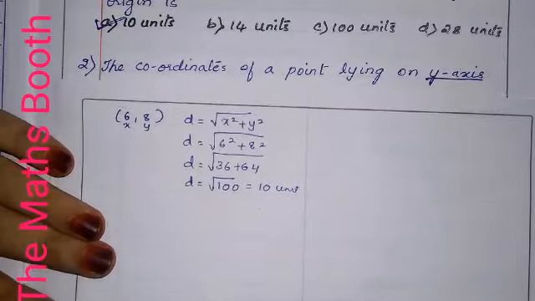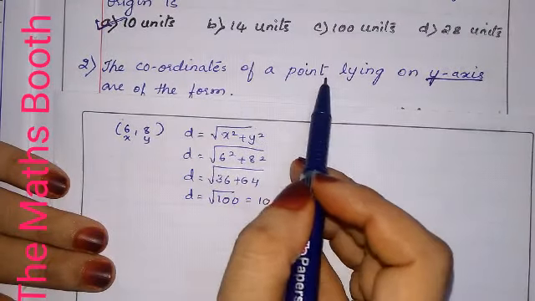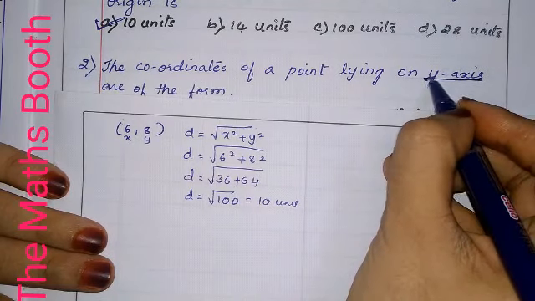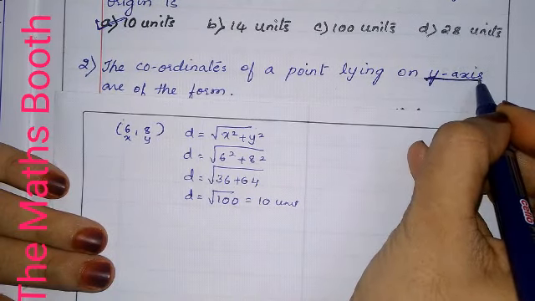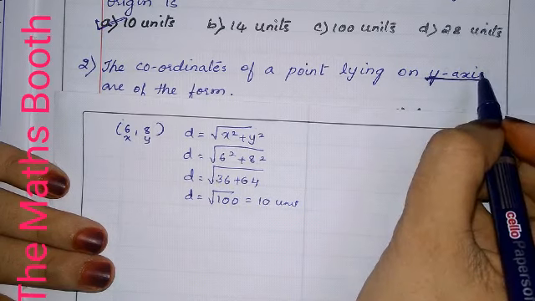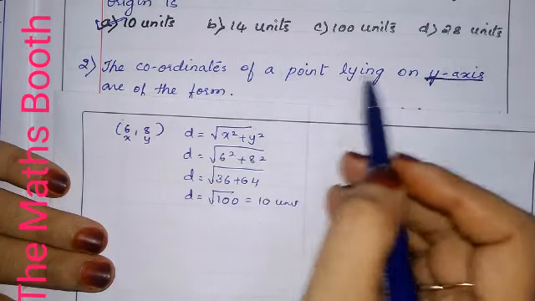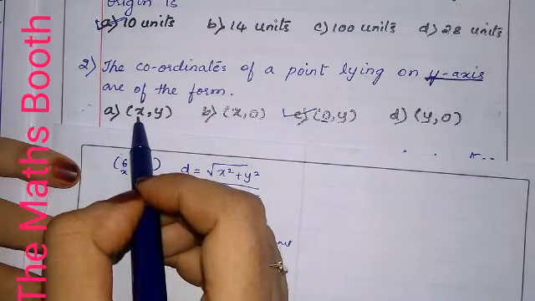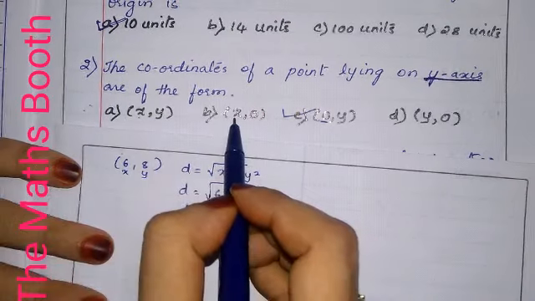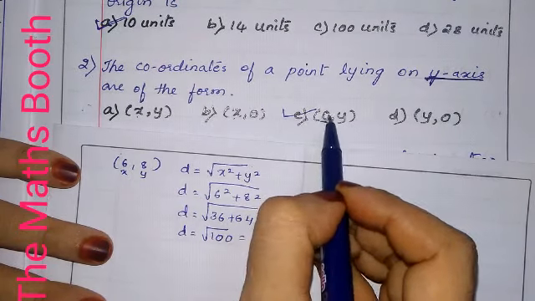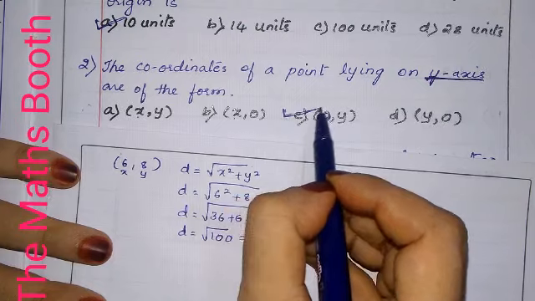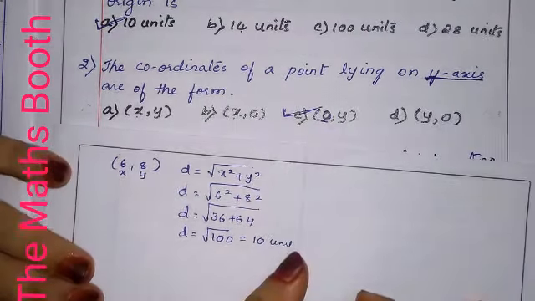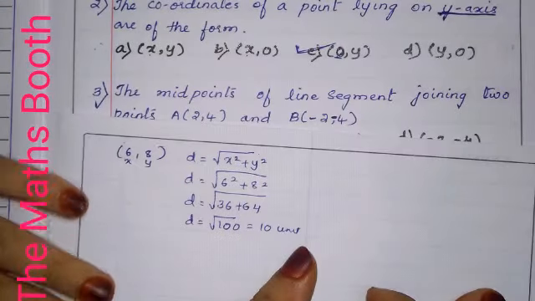Let us see the second question. The coordinates of the point lying on y-axis. When the word y-axis comes, then x should be 0. If x-axis comes, y should be 0. So here the coordinates of the point lying on y-axis are, here x place x only is there, here x place 0 is there. So the correct answer is C. Y-axis means x is 0.